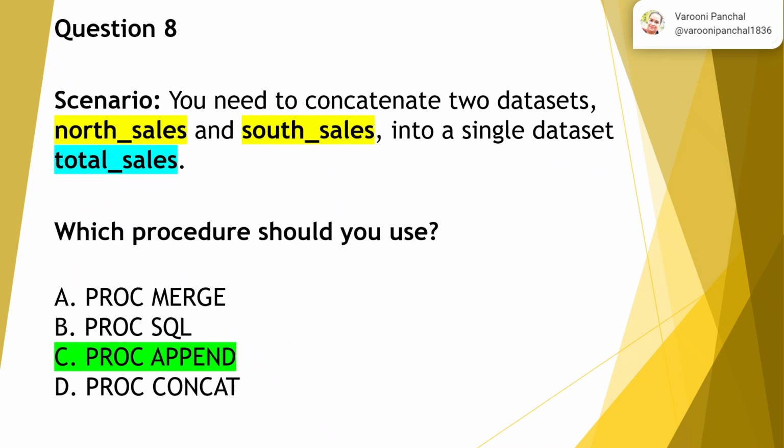Question 8 scenario. You need to concatenate two data sets, north sales and south sales, into a single data set, total sales. Which procedure should you use? Now here the most comfortable kind of procedure is PROC APPEND. So whether it's vertically or horizontally, whichever way you would like to concatenate the data sets, the best fitted procedure is PROC APPEND here. So options A, D, and B are not the right answer.